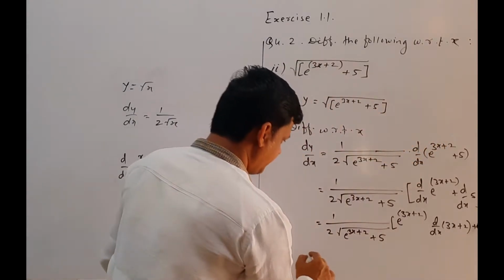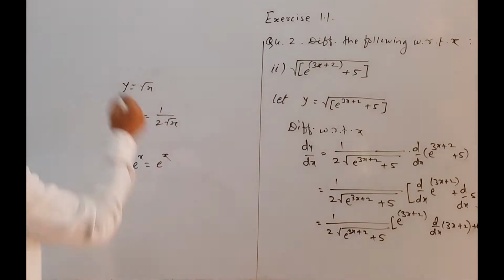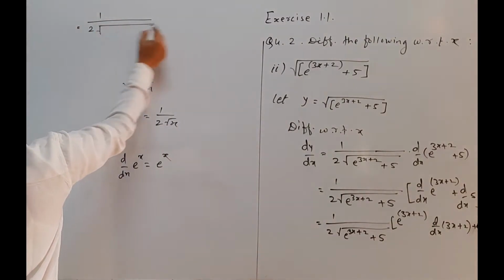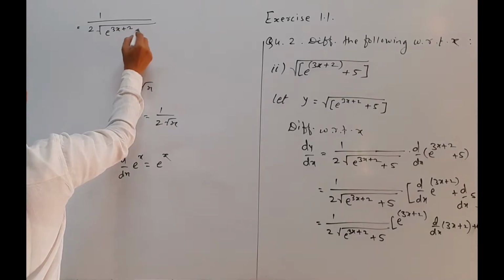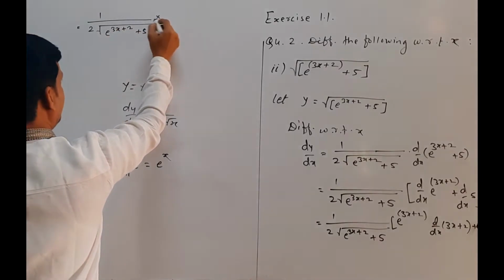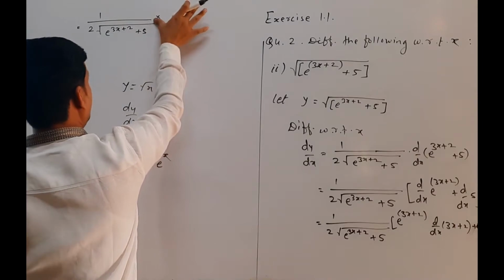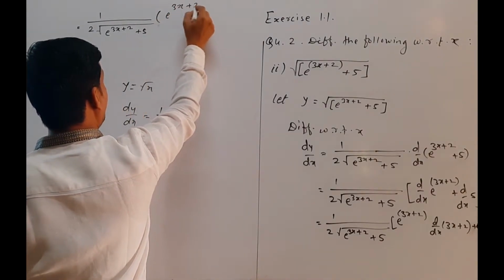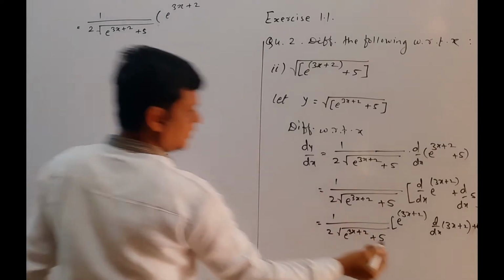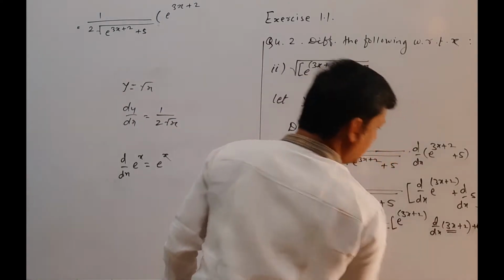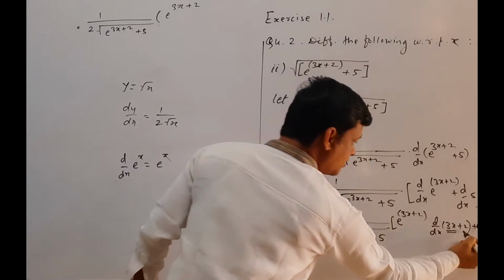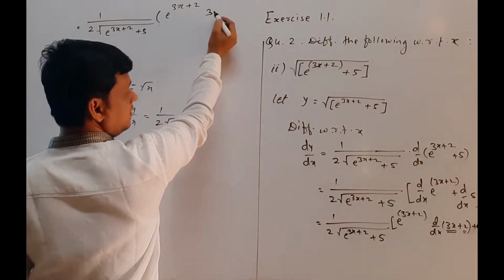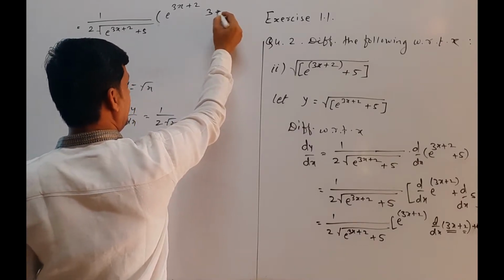Now we write here 1 upon 2 times e raised to the power 3x plus 2 plus 5 into, or you can write here in bracket, e raised to the power 3x plus 2. Here the derivative of 3x is 3, derivative of 2 is 0. So we write here 3x, derivative of 3x is 3, derivative of 2 is 0.